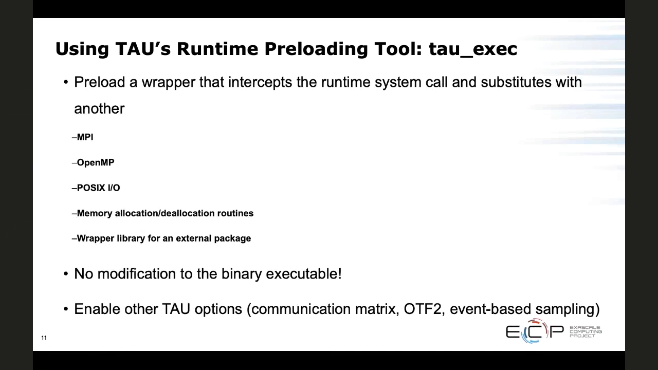And this is typically used to generate wrapper calls for MPI, OpenMP, even the POSIX IO routines and memory allocation and deallocation routines. The advantage is that you don't need to modify the binary executable. And once your tau_exec inserts the Tau library, you can enable other Tau options such as generate the communication matrix display, or generate OTF2 traces, or generate event-based samples.